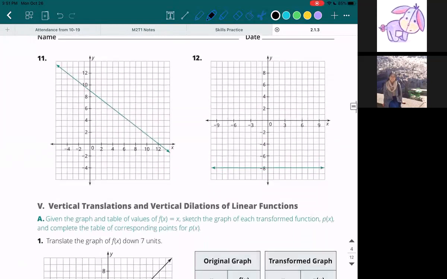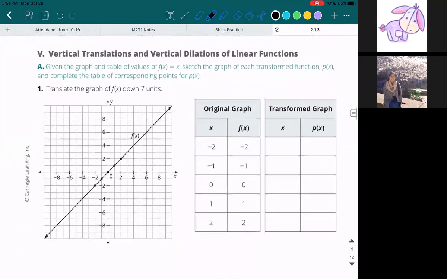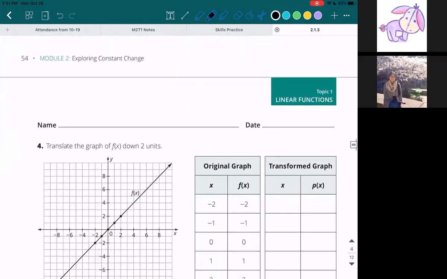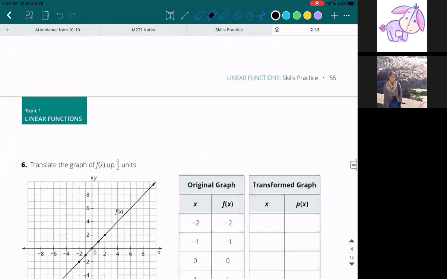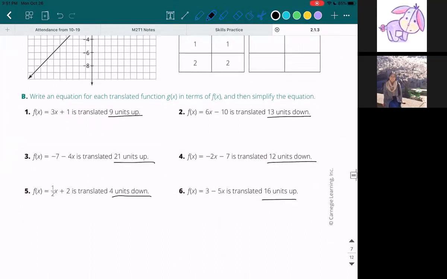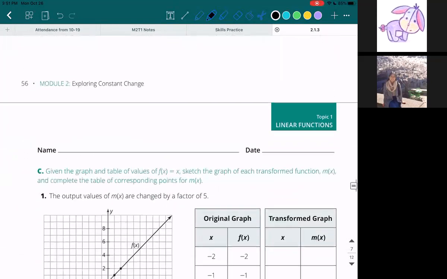All right, and then for this part, this is just like the first few problems we did where we put the transformed graph down 7 units, graph it, put it on the t-table. Okay, same thing, same thing, same thing, same thing. And over here, you just have to do it with the equation. So translate it up 9 units, down, up, down. You guys know how to do this from the examples.